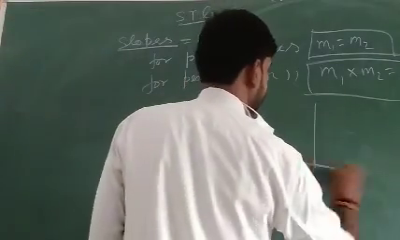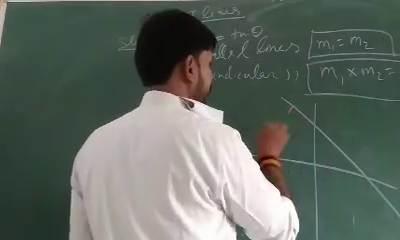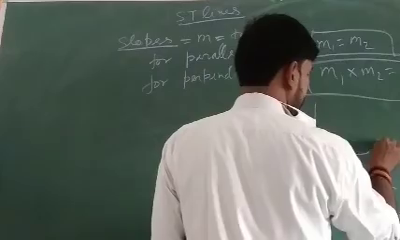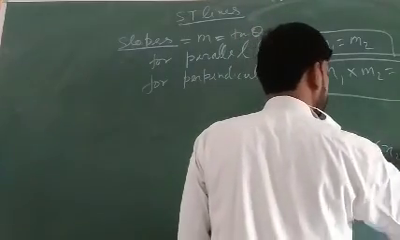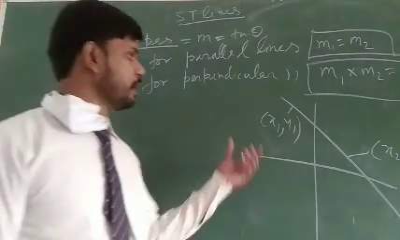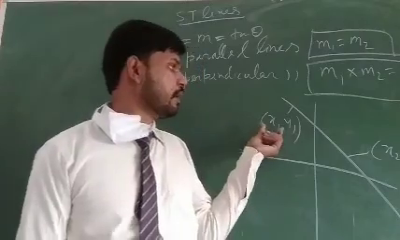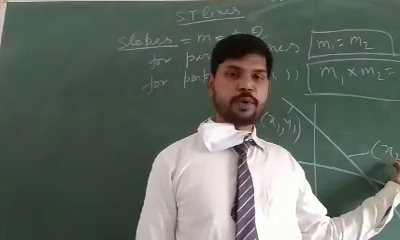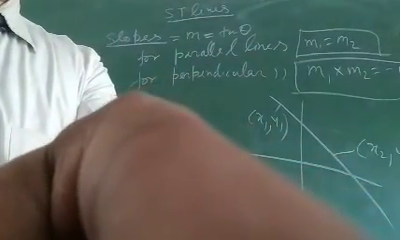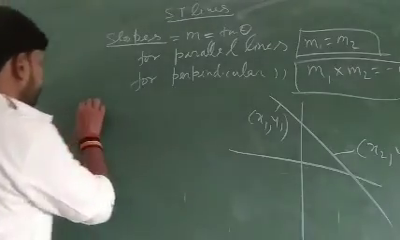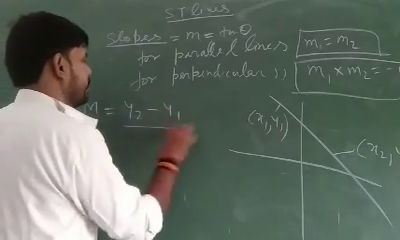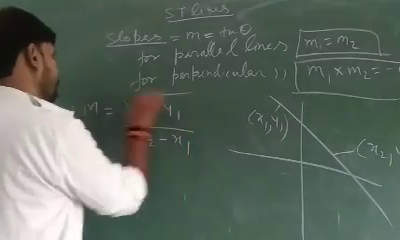Suppose you have a line which has a coordinate x1 comma y1 and one more coordinate x2 comma y2, and you need to find the slope of this line with the help of these coordinates. What you will do, you will just follow the formula m equals to y2 minus y1 upon x2 minus x1.